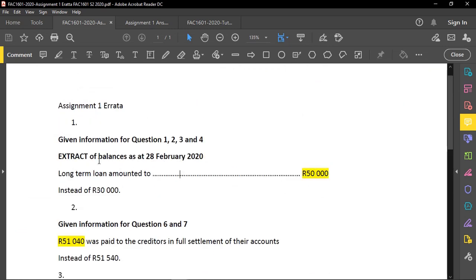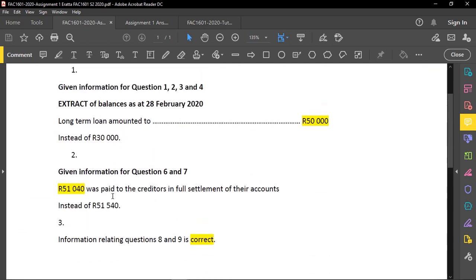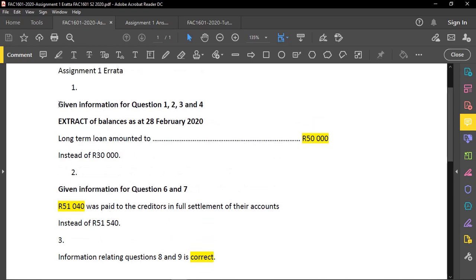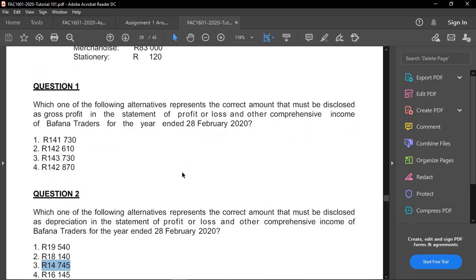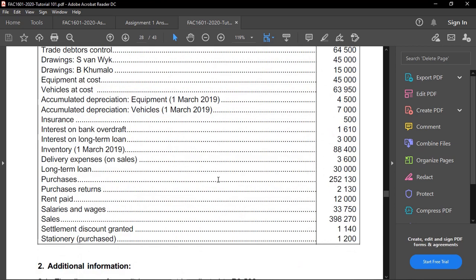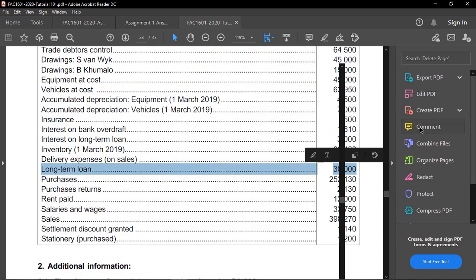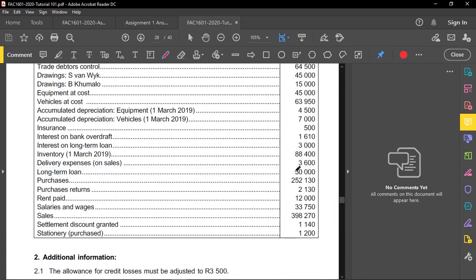Okay, so we've got 1, we've got 2. This is the errata, so there we go. That's the one. So the long-term loan amounted to 50,000 instead of 30,000. So they want us to change the 30 to a 50. They want this long-term loan here to be 50,000.